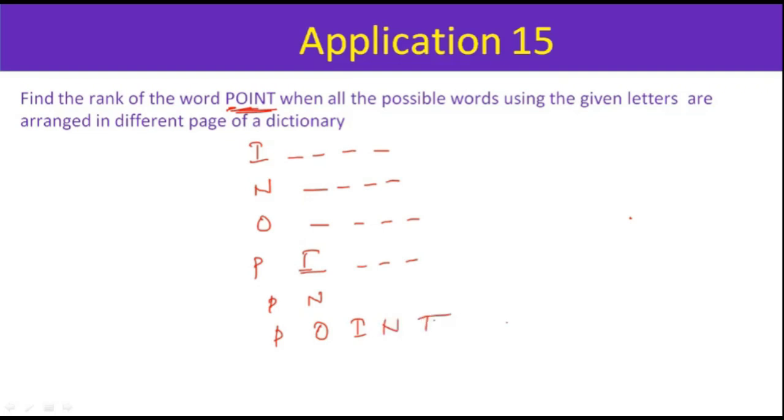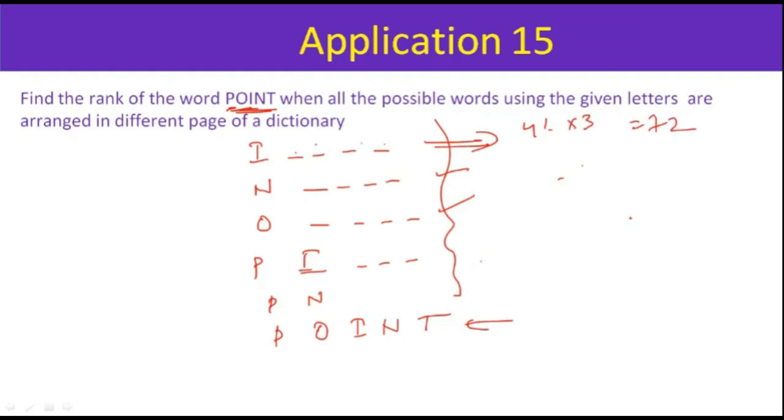So this would be my rank, which means these are the number of cases I have to add and count. So how many ways are possible here? 4 factorial. I have 4 letters here, 3 here, 2 here, 1 here. Repetition is not allowed. So 4 factorial, same 4 factorial here, same 4 factorial here. So 4 factorial into 3, 24 into 3 is 72.